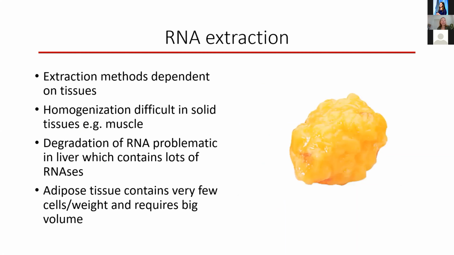RNA extraction depends on the tissue. Different tissues have different obstacles, and you need specific methods for each tissue type. For example, homogenization is difficult in solid tissues like muscle, whereas degradation of RNA is problematic in liver, which contains lots of RNases. Adipose tissue, on the other hand, contains very few cells per weight and requires big volumes.